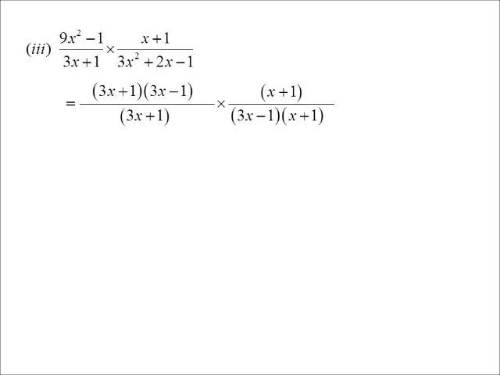Which one do you reckon I did next? And you can't cheat by looking at the sheet because the sheet's complete. So you don't know which one I did first. Which would you do first? Yeah, I reckon I would have done the difference of two squares first. That's got to be the easy one. Sure enough, there it is. (3x plus 1)(3x minus 1).